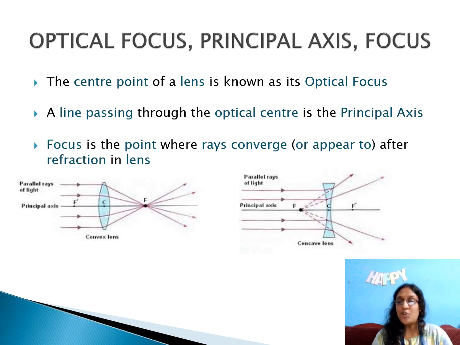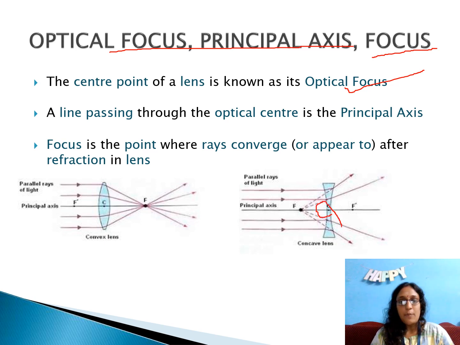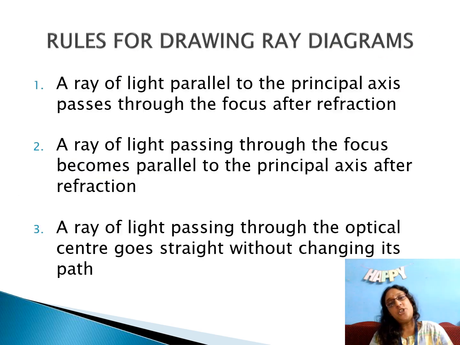And then we saw what is principal focus, principal axis and focus. Do you remember all these terms? In your mirror, you don't have an optical center, but in your lens, there is a new parameter, that is your optical center. The optical center is nothing but the center point of your lens. Can you see the center point of your lens? Got it?